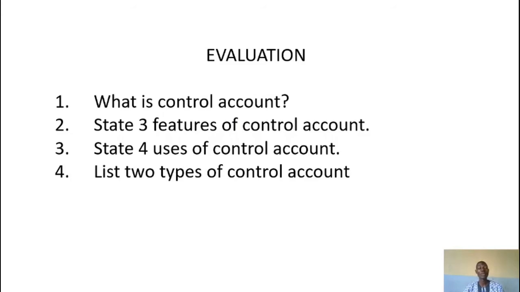Now, the next thing we are going to do, I will ask us a few questions. The first question is, what is control account? The next one, state 3 features of control account. The third one, state 4 uses of control account. Then the last one is list 2 types of control account. I mentioned earlier on that control account is a self-balancing ledger. It's a memorandum account that sums up items extracted from subsidiary ledger or subsidiary account.